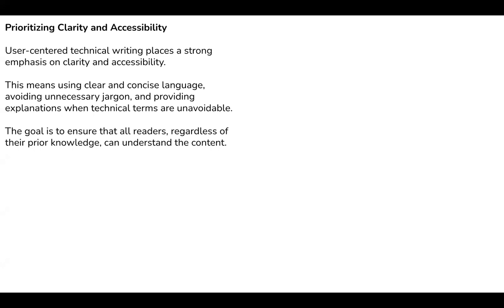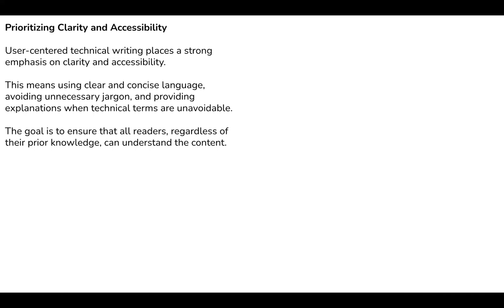So how to use it is prioritizing clarity and accessibility. So when you have Femi in mind, you know that you need to write in a way that it is clear to Femi, and this guides you on when you have to use jargon and where you have to provide explanations, because you know what Femi knows and you know what he doesn't know, right?